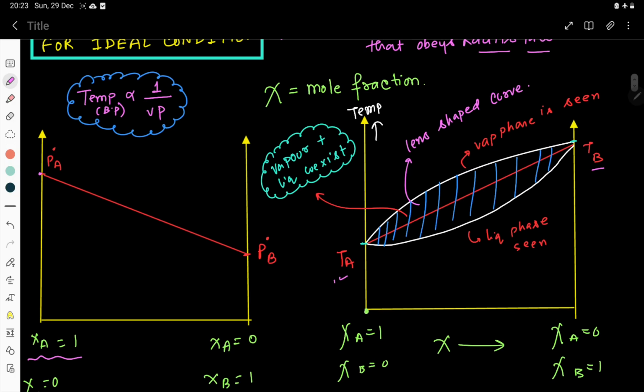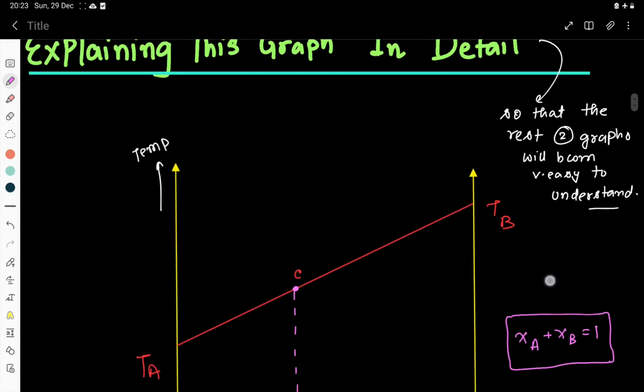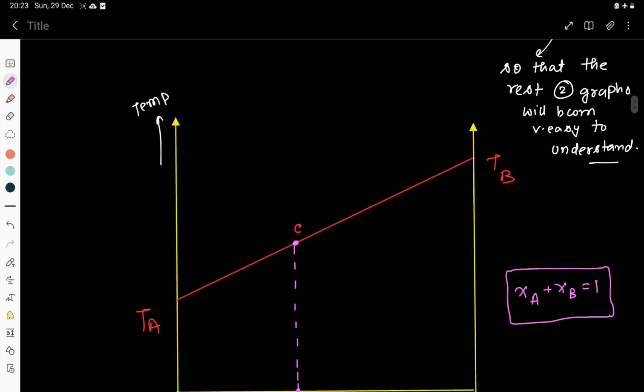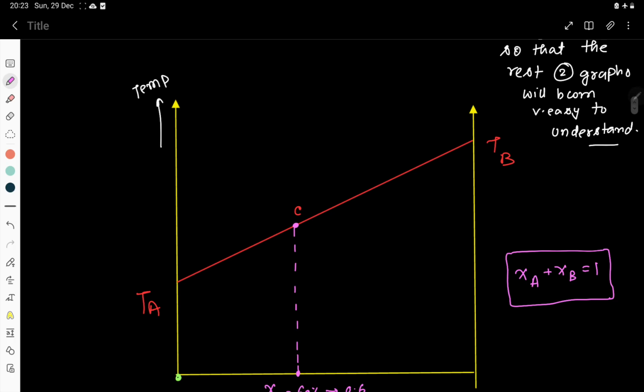I'm explaining this graph in detail, and after explaining this graph, the two other graphs will be very easy to understand. What we discussed just now is that the temperature of A is less than the temperature of B, because the vapor pressure of A is greater than the vapor pressure of B. Now let us consider a point C where the liquid mixture has its boiling point.